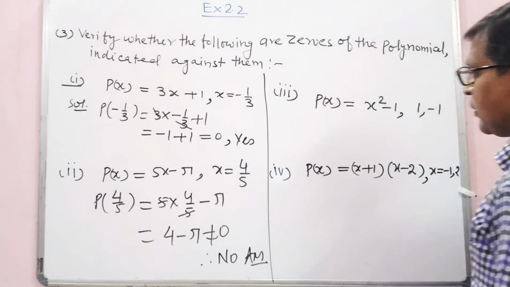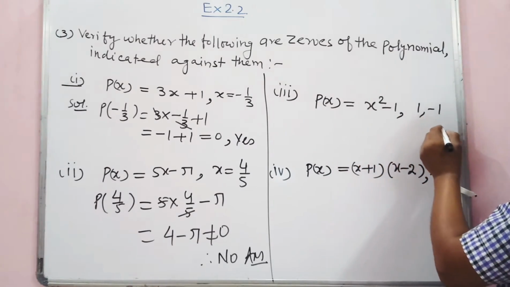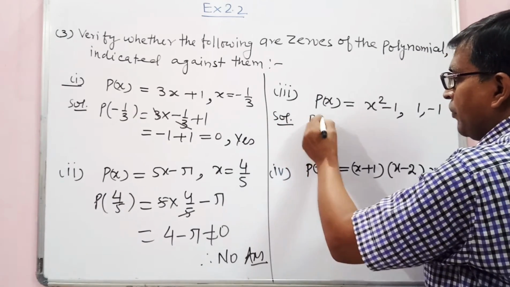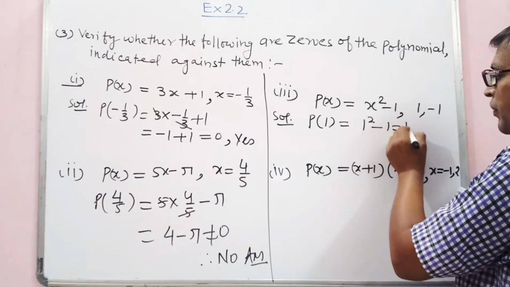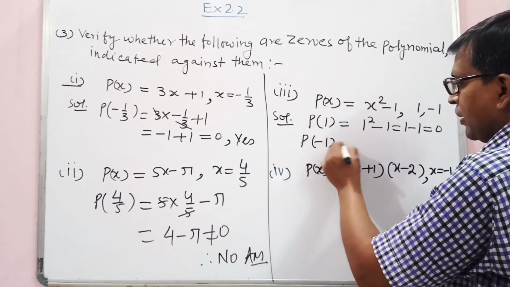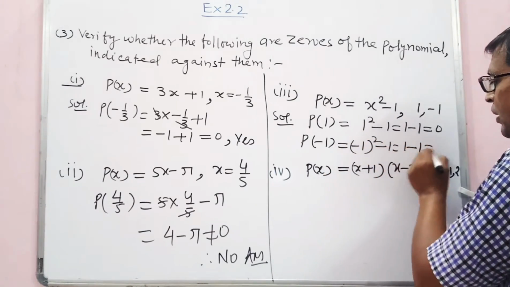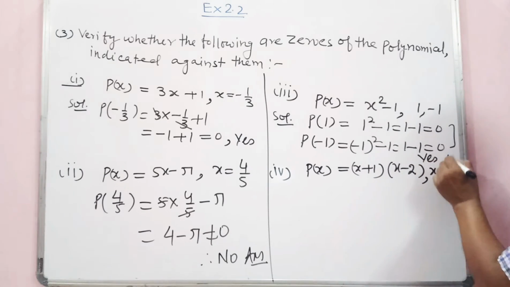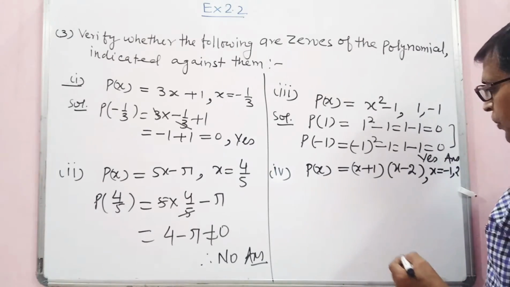Now third part. P(x) equal x square minus 1, comma, 1, minus 1. Now we write down P1, x equal 1 value, 1 square minus 1, 1 minus 1 equals 0. P minus 1, square minus 1, 1 minus 1 is 0. Then both answers 0. Then we write down yes. Answer.